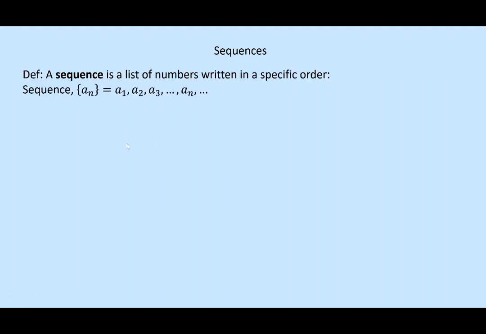Okay, sequences. Mathematicians always do this. The moment they start something, sequences, they start with, what's the definition? So let me start with the definition. A sequence is a list of numbers written in a specific order. And typically we write sequence and put in curly braces a sub n.